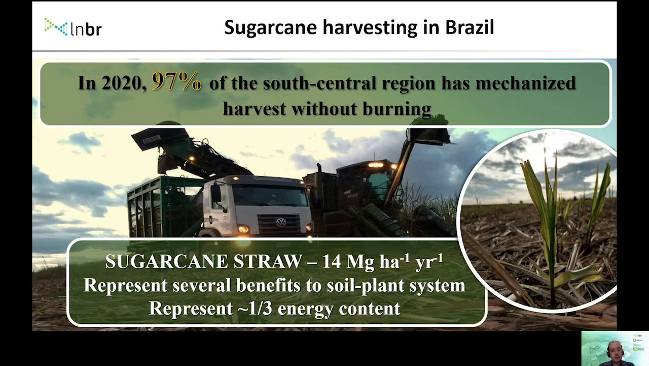But on the other hand, the sugarcane straw represents around one third of the energy contained in the sugarcane plant. The other two thirds is represented by sugarcane bagasse and sugarcane juice, which is used to produce sugar and ethanol for first generation routes.